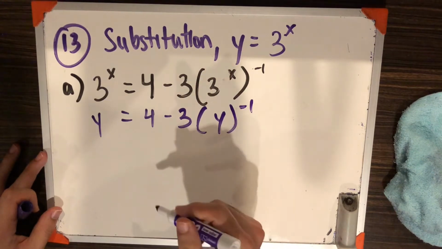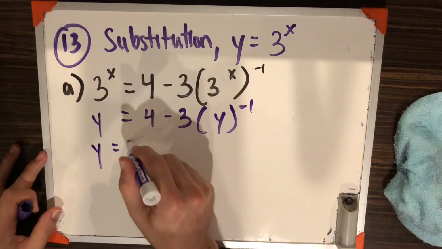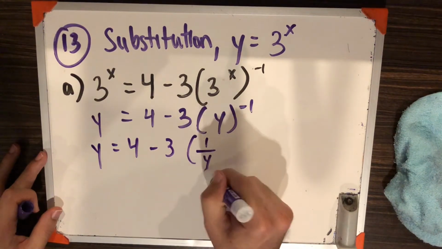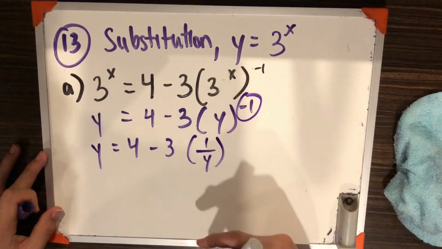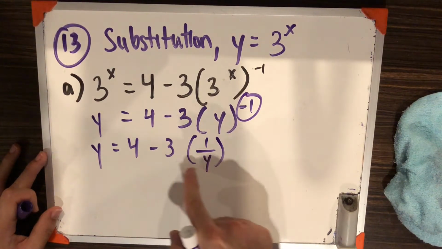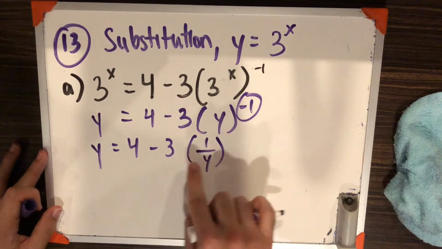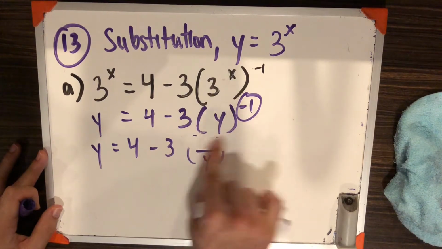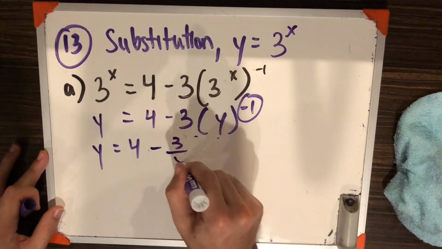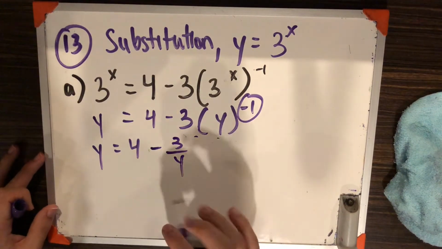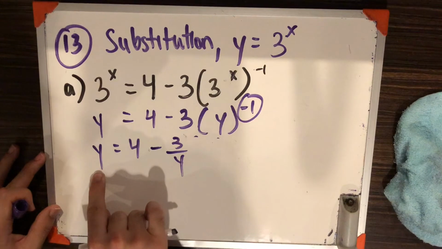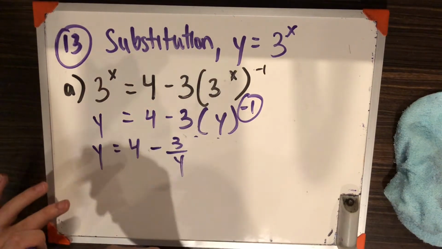Let's clean this up a little bit. So y is equal to 4 minus 3. We can change this to 1 over y because our negative 1 dictates that we can flip this. Negative 3 times 1 over y is negative 3 over y.